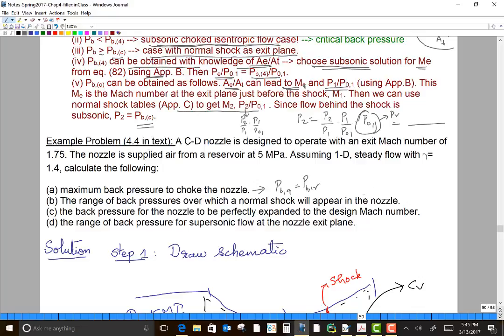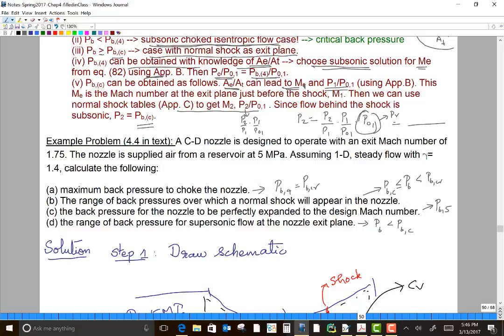Second, the range of back pressures over which a normal shock will appear in the nozzle, so it's PB less than PBCR and greater than or equal to PBC. Third, the back pressure for the nozzle to be perfectly expanded to the design Mach number, so this is PB5. And fourth, the range of back pressure for a supersonic flow at the nozzle exit plane. Supersonic flow will exit at the nozzle exit plane for all the cases with back pressure less than PBC, which means once the normal shock exits from the diverging section, the flow at the exit plane is going to be supersonic. There may be an oblique shock, but the oblique shock exists only outside the nozzle region, so it's going to be PB less than PBC, not less than or equal to.